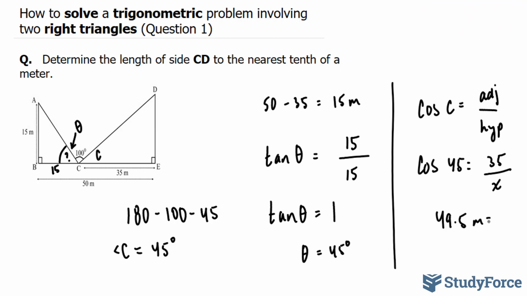49.5 meters. Now, in case you're curious as to how I did that, well, if you multiply both sides by x, that will cancel out the x's on the right side. And on the left side, you'll have x times a number, cosine 45. Then you would divide both sides by cosine 45, and you would end up with what x is equal to, and in our case, it's 49.5. And so there you have it. That is how to solve a trigonometric problem involving two right triangles.